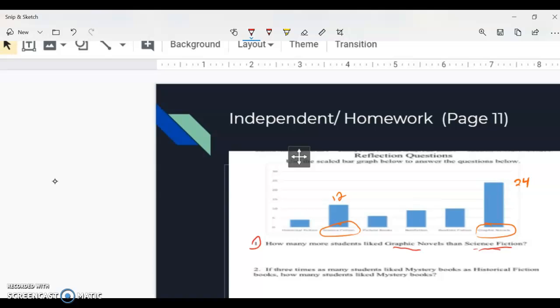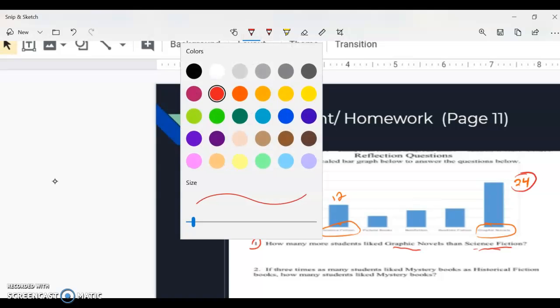So we'll first look at graphic novels, and when you go all the way up, wherever the bar stops, you take it and you go down to where the numbers are on the scale, and that's right below 25. So I'm going to make it 24 for that one.